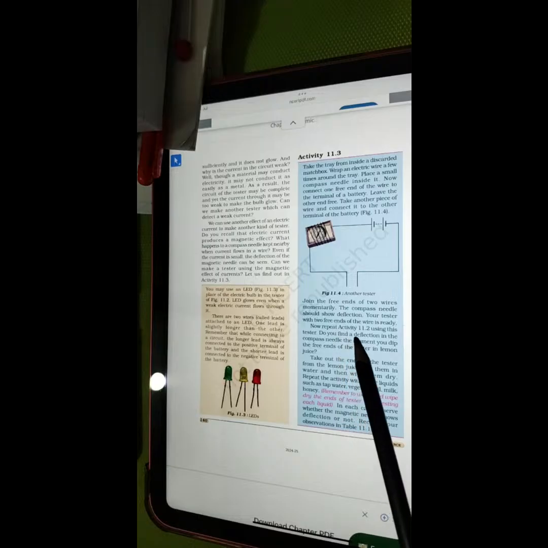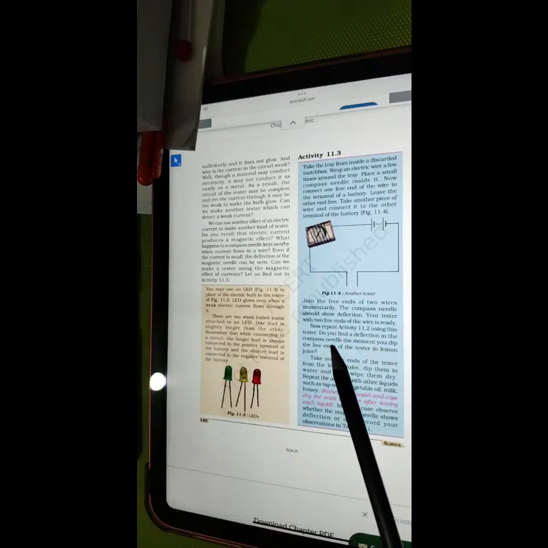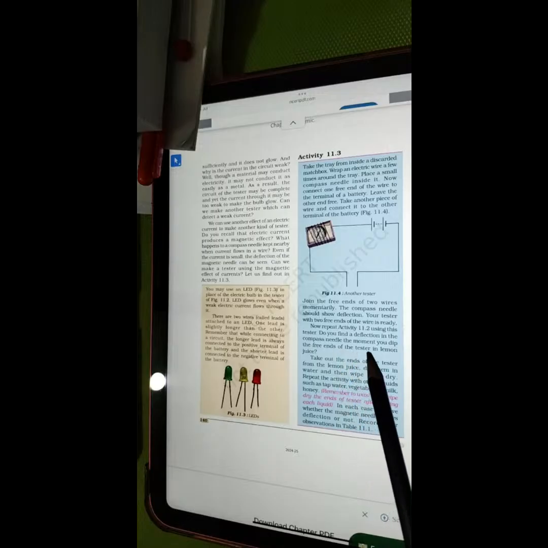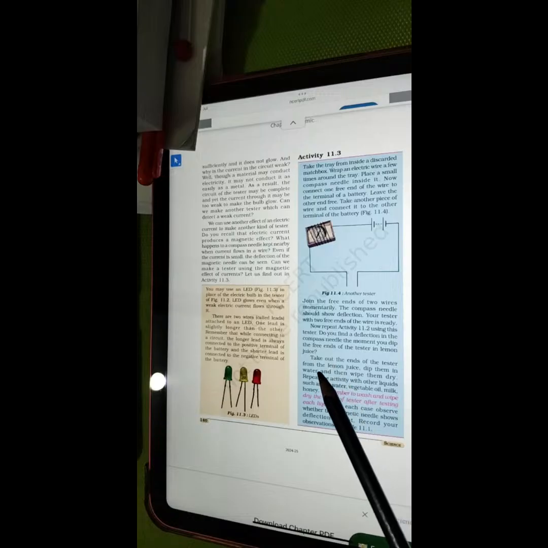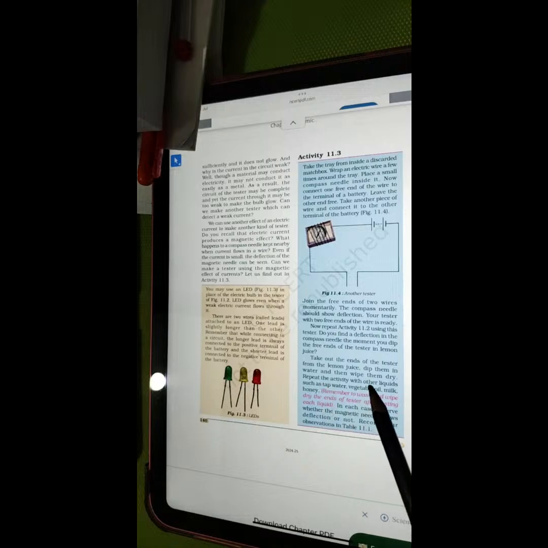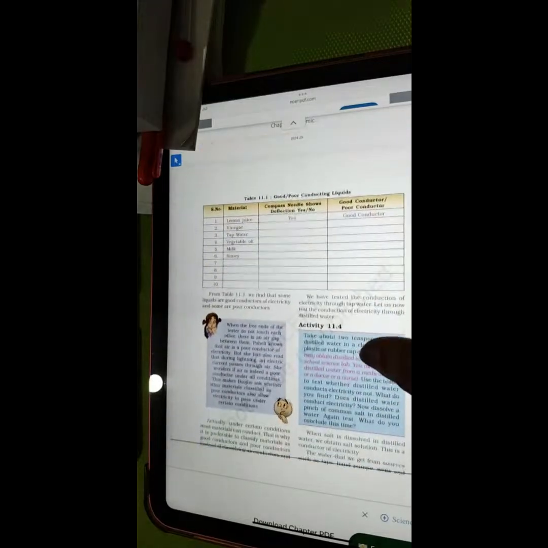Now repeat activity 11.2 using this tester. Do you find a deflection in the compass needle the moment you dip the free ends of the tester in lemon juice? Take out the ends of the tester from the lemon juice, dip them in water, and then wipe them dry. Repeat the activity with other liquids such as tap water, vegetable oil, milk, honey, etc. Remember to wash and wipe dry the ends of the tester after testing each liquid. In each case, observe whether the magnetic needle shows deflection or not. Record your observations in table 11.1.